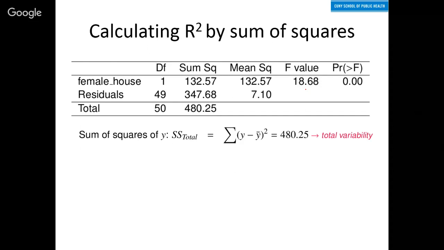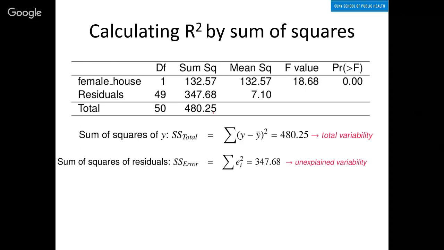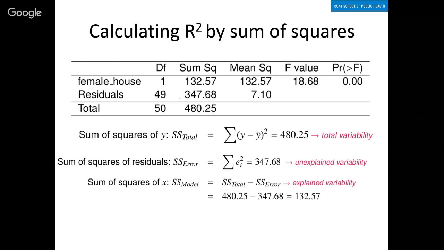Here is an example just for the linear regression between poverty and female householders. The sum of squares total is given in the bottom row of your table, 480. Your sum of squares of the errors, 347. And your sum of squares of the model is this 132.57. And when you add these two up, you get your total.